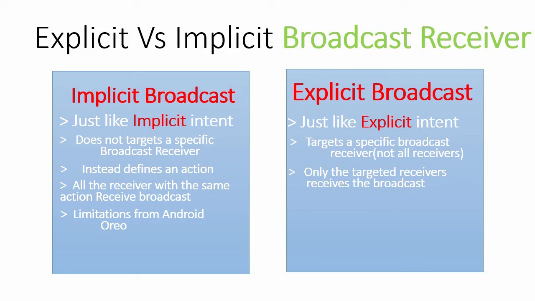All the receivers with the same action receive the broadcast. Let's suppose I do it in the manifest file, and whenever aeroplane mode is changed, all the receivers with the same aeroplane mode action would receive a message. And explicit broadcasts, just like explicit intents, target a specific broadcast receiver, not all the receivers. Let's suppose in the media player we use play and pause, so it is giving a specific broadcast receiver.